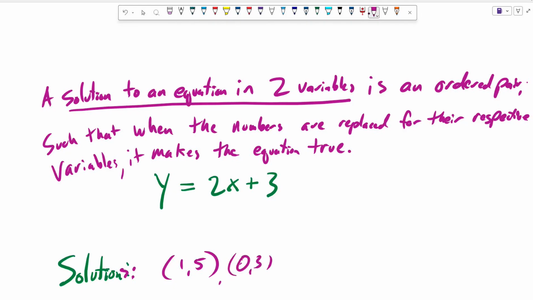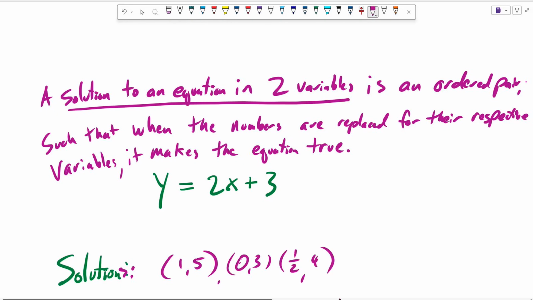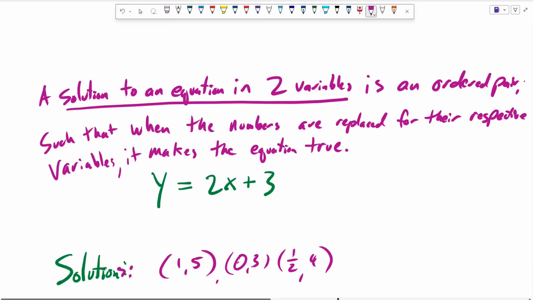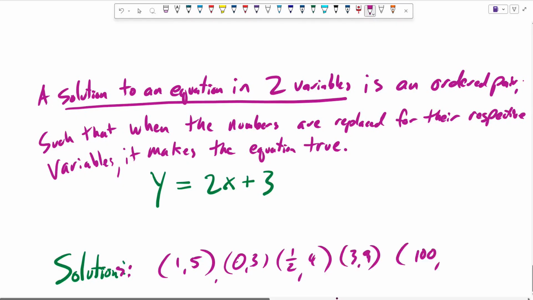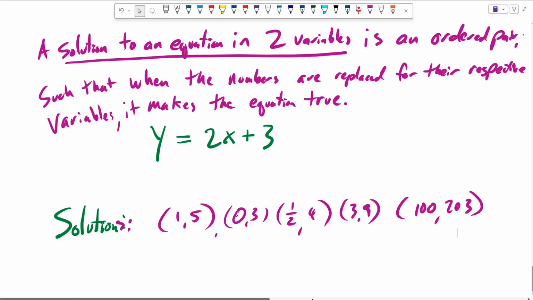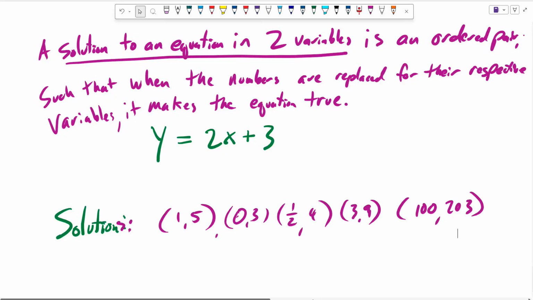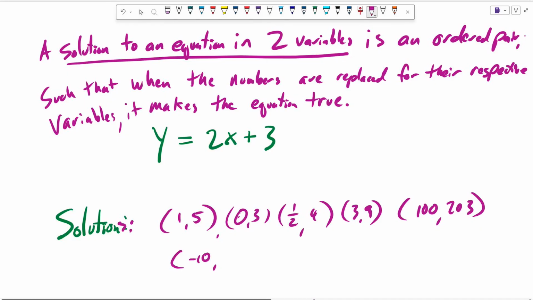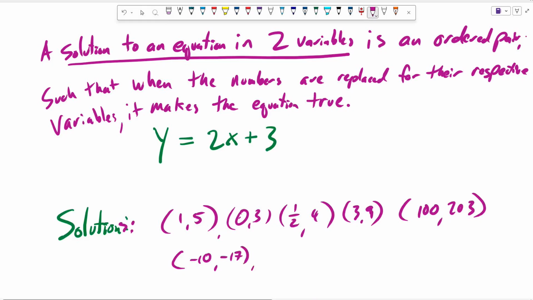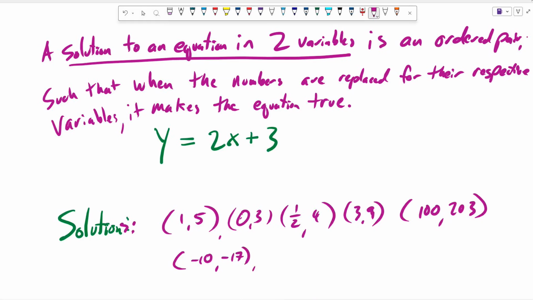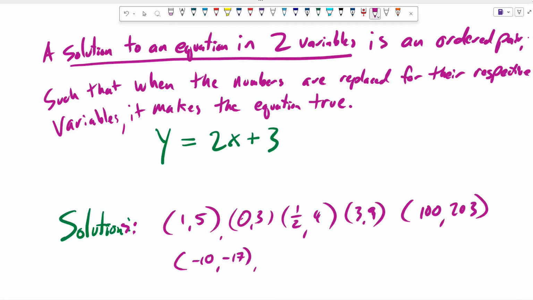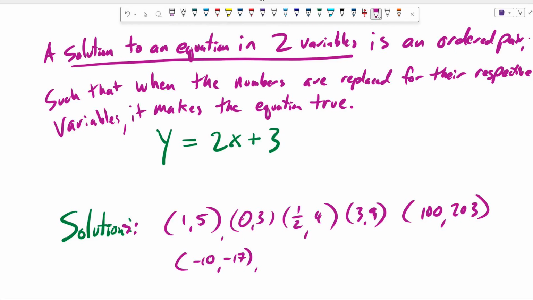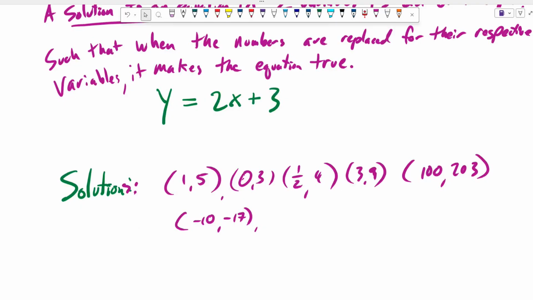Somebody give me another solution. 0, 3. 4. Okay, interesting. I like that. 1/2, 4. 3, 9. 100, 203. -10, -17. And we could keep going.